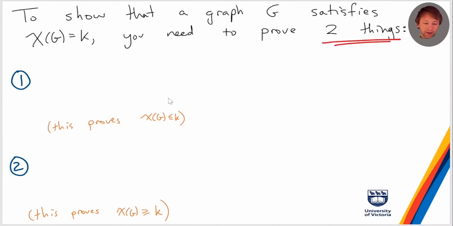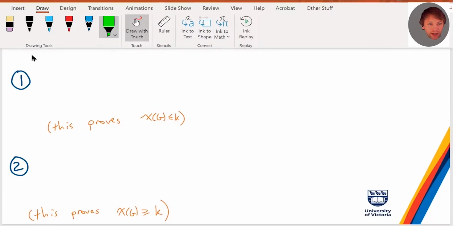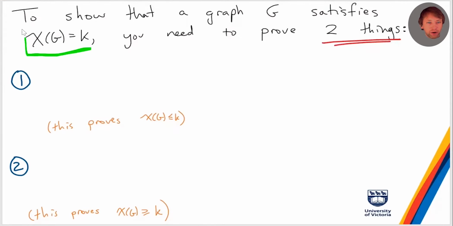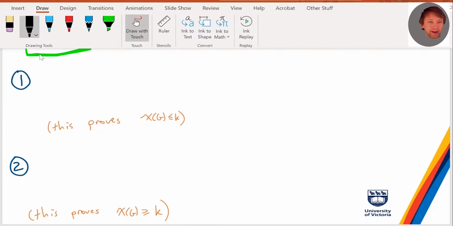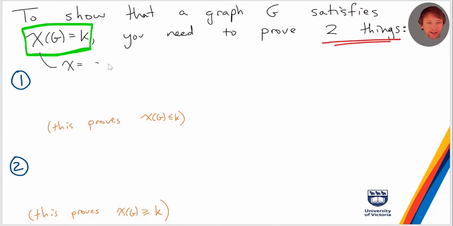Just to make it clear, when you want to determine the chromatic number, in other words, if I want to show that I have a graph and that chi of G is k. By the way, chi is the chromatic number. This Greek letter is pronounced chi. Well, that's at least how it's spelled. So, chi.